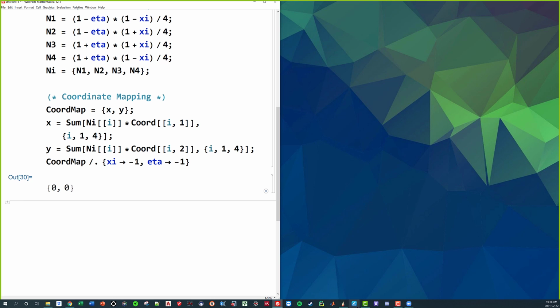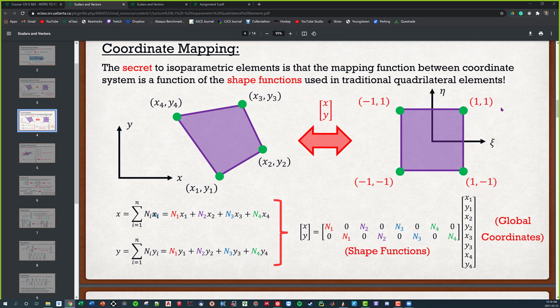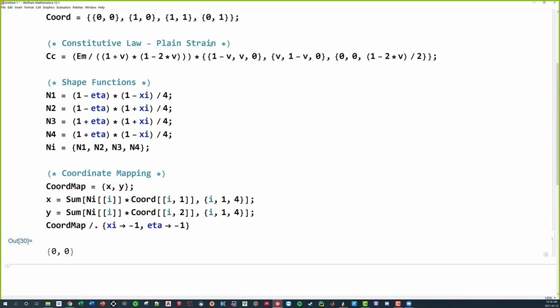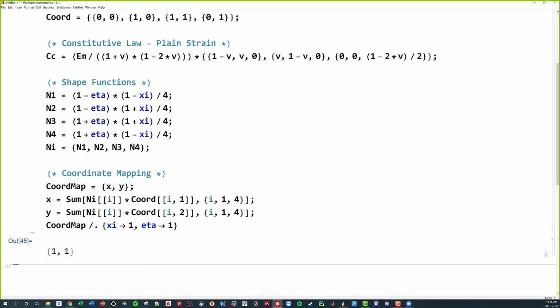Now let's go back to the PowerPoint, and I'll make this a little bit bigger. What about this coordinate over here? This coordinate 3 in our natural coordinate system is always going to be 1 comma 1. Now what happens if I map it to this third node over here? Well, we said in Mathematica that our third node is equal to 1 comma 1. So if I switch this in our natural coordinate system to 1 comma 1 and run it, I get 1 comma 1. Pretty amazing, isn't it?